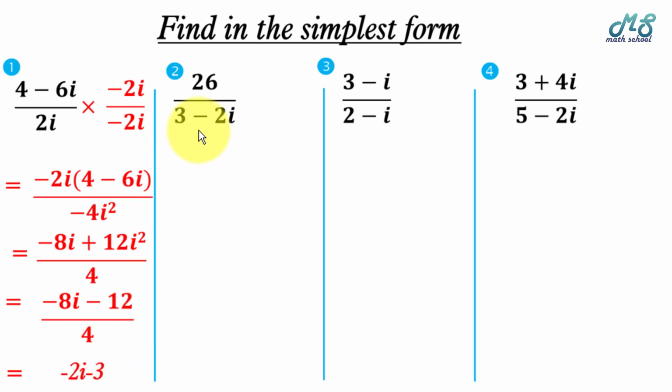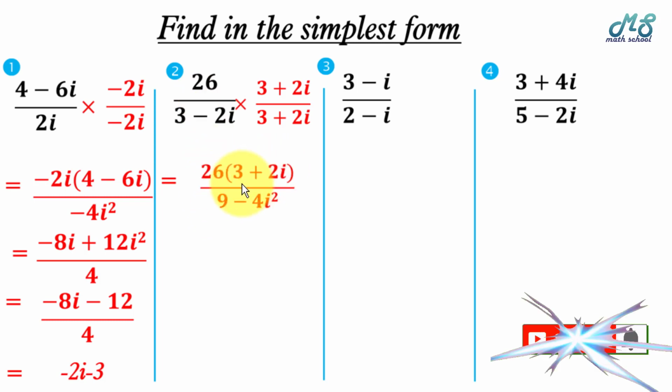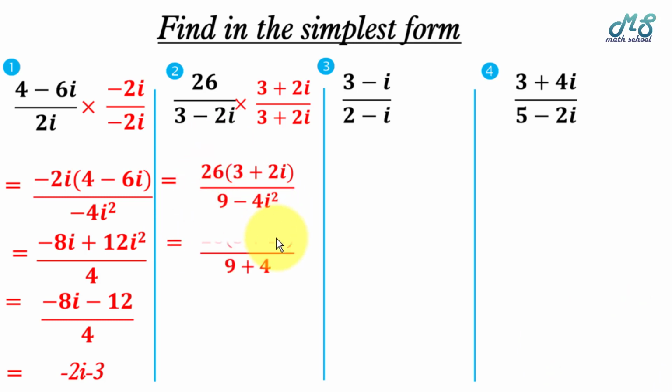Second, by the same way, we can multiply up and down by the conjugate of the bottom number. It will be 3 plus 2i. By using distribution property, we can write it as 26 times 3 plus 2i. Don't use distribution property here. Why, guys? Because down we have a number and its conjugate. Just square the first minus square the second. Now it will be 9 minus 4i squared.